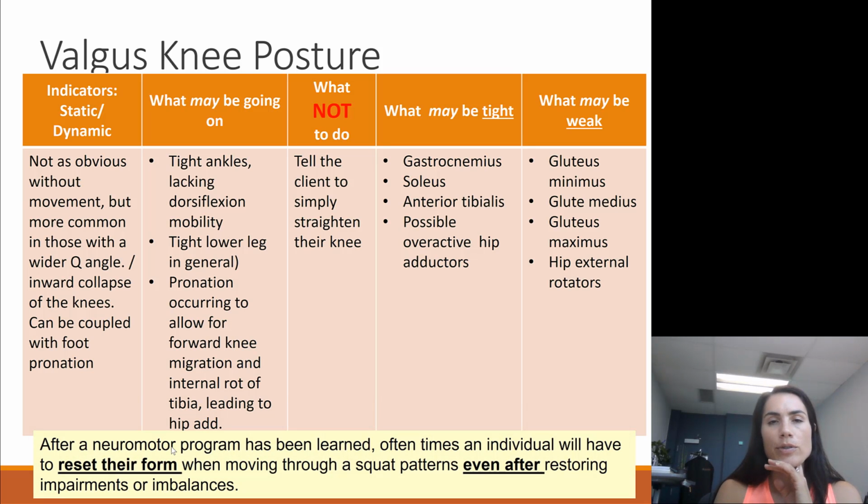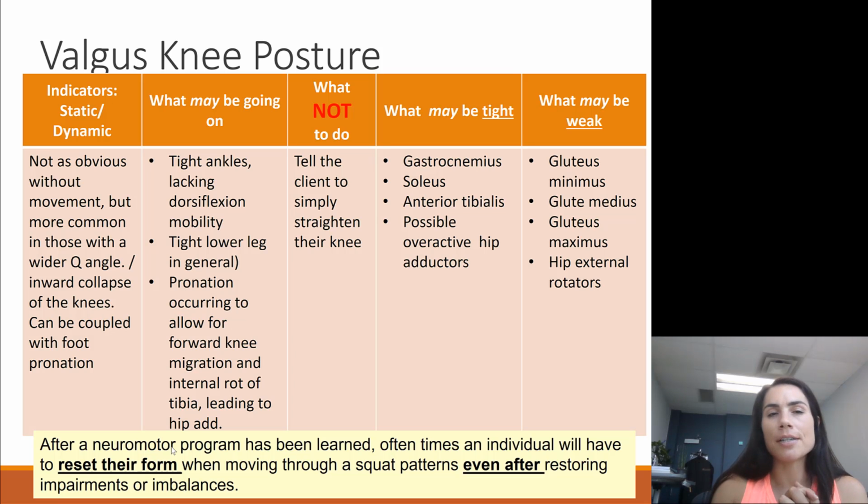So here's another, again, similar to what we just did with the shoulder joint. What might be happening in that knee during a valgus knee posture? So indicators during static or dynamic movement, it's really not as obvious without movement. So having someone go through a moving pattern to see if that valgus exists is really helpful. Valgus knee is more common with people who have a wider Q angle, which is most women. And again, you have that knee inward collapse, and sometimes it's coupled with foot pronation. Okay, so going this way rather than going this way with your foot.